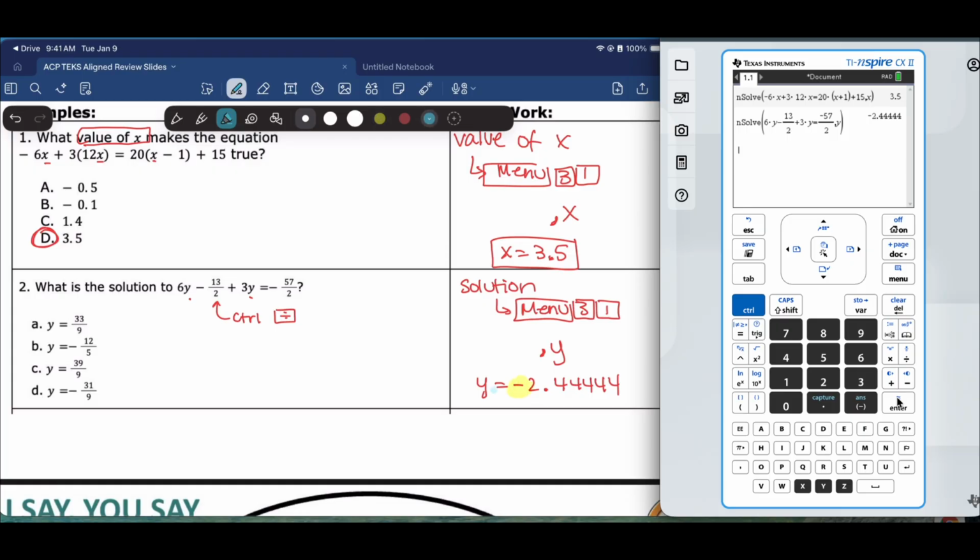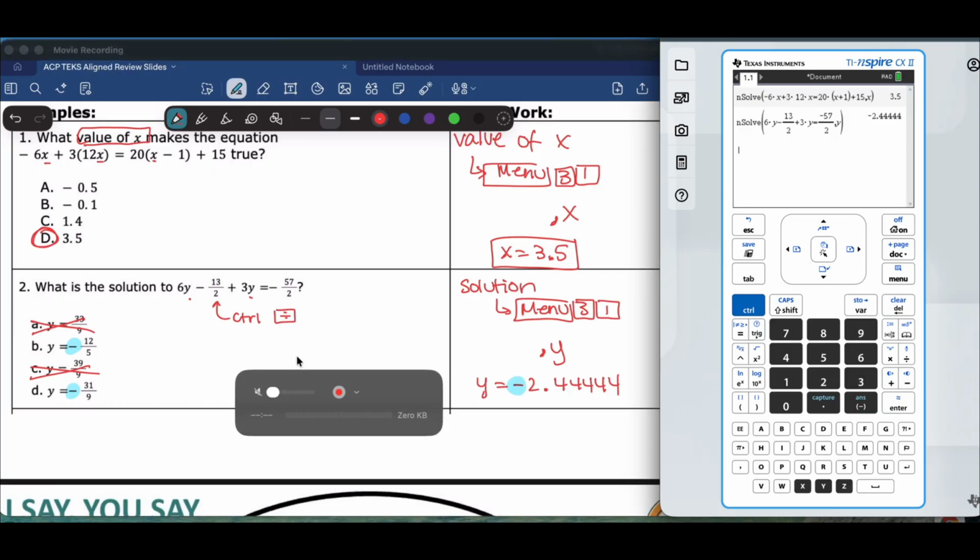Let me choose a different color. I have a negative sign right here. I also have a negative here and a negative here. So I know for sure, my answers cannot be A or C, because the negative is not there. I'm looking for something with a negative sign.